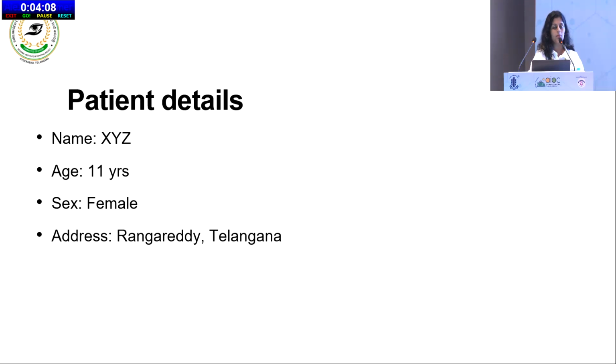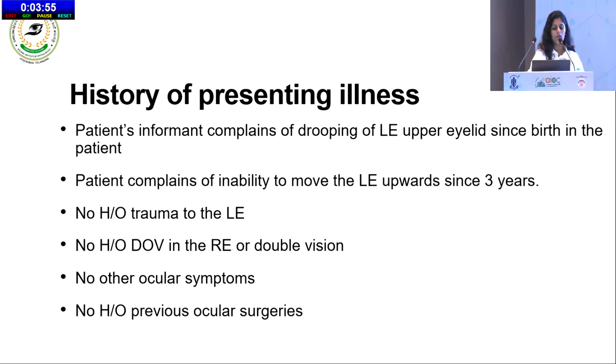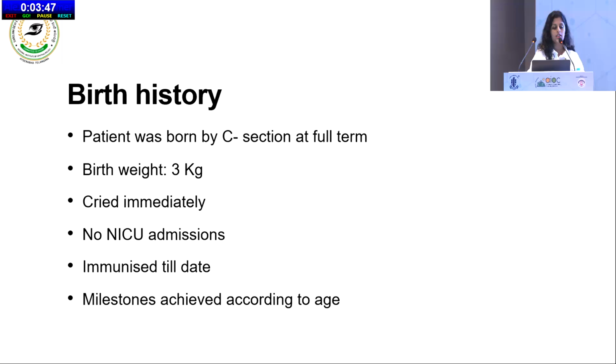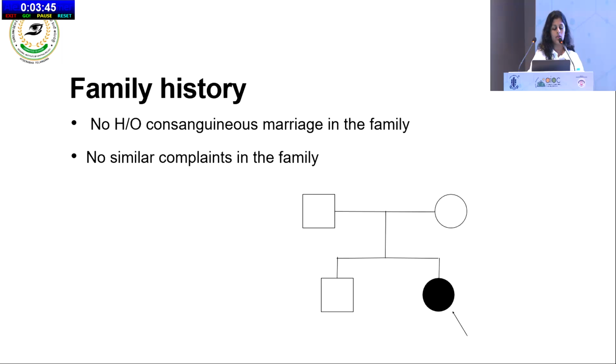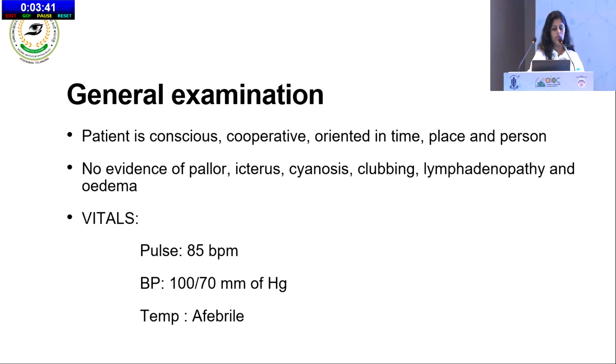palsy. So my patient here is an 11-year-old female from Telangana who had the chief complaints of drooping of left eye upper lid since birth and also inability to move left eye since 3 years. She doesn't complain of any history of trauma to the left eye nor any other ocular symptoms or previous ocular surgeries. There was no significant birth history, family history and medical history. Personal history was normal. General examination was nil significant.